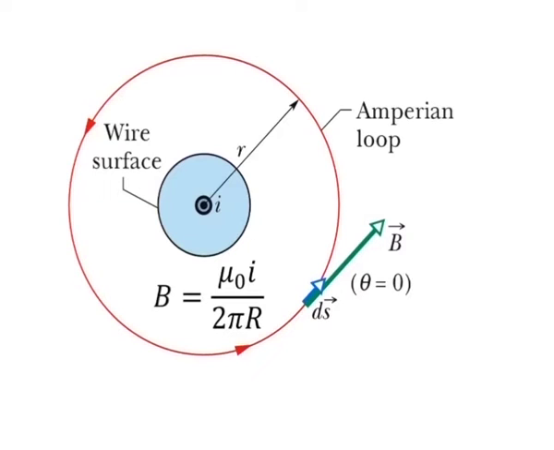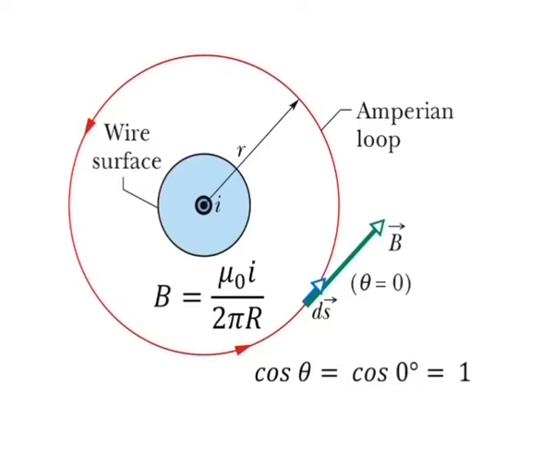We can further simplify the quantity B cos theta in equation B by noting that the magnetic field is tangent to the loop at every point along the loop, as is the differential element. Thus, the magnetic field and the differential element are either parallel or antiparallel at each point of the loop, and we shall arbitrarily assume the former. Then at every point the angle theta between B and ds is 0 degrees. So cos theta is equal to cos 0, which is equal to 1.